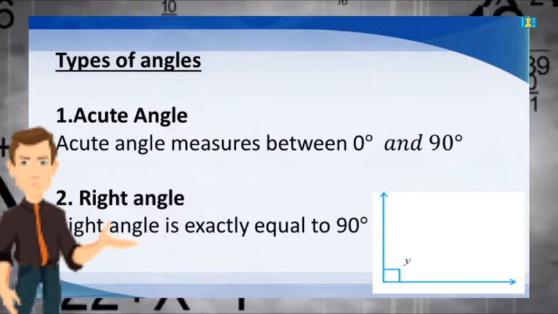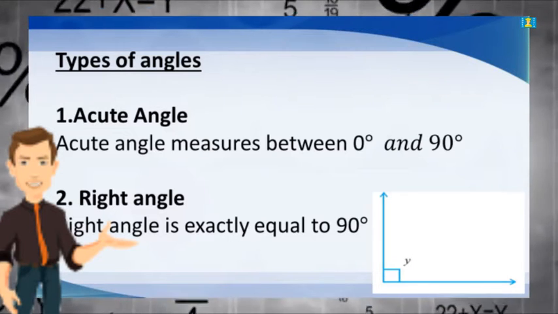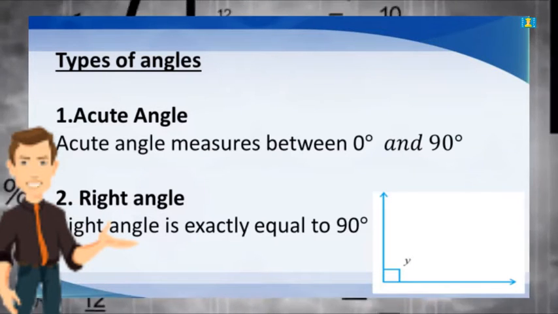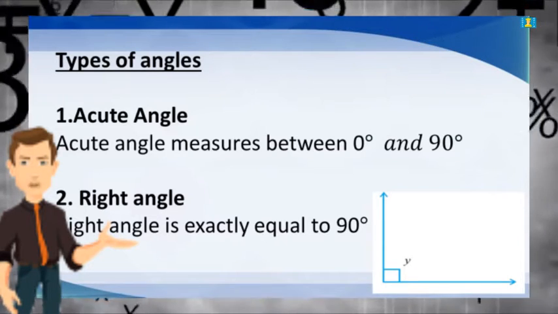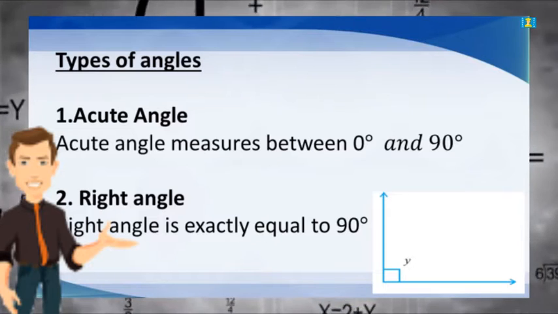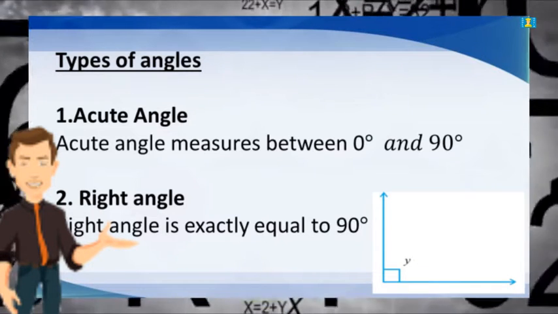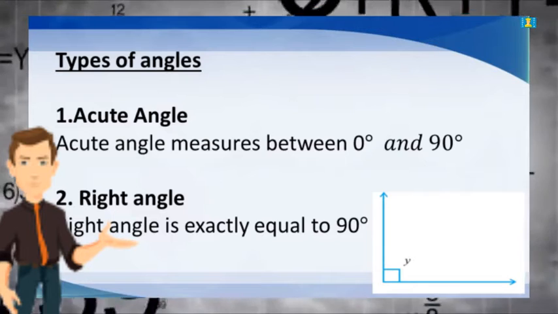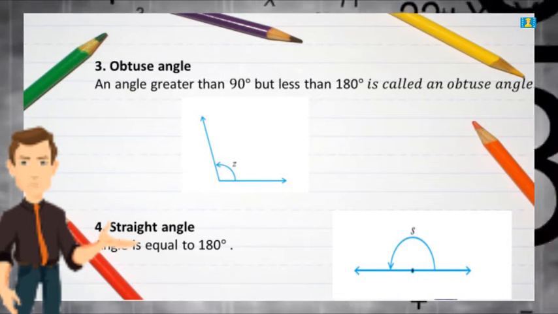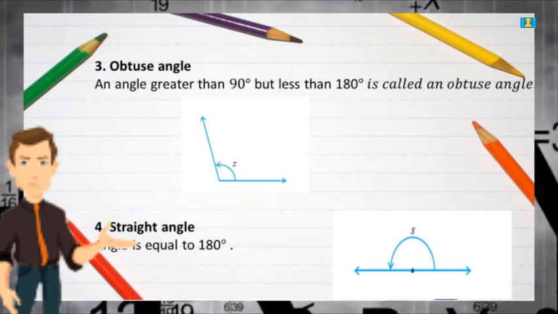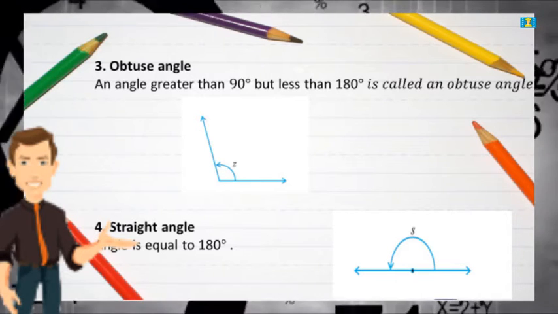Let us see types of angles. The first type is acute angle. An acute angle measures between 0 degree and 90 degree. Then what is a right angle? A right angle is exactly equal to 90 degree. Here is the figure. Obtuse angle. An angle greater than 90 degree but less than 180 degree is called an obtuse angle. That is also shown in the figure.